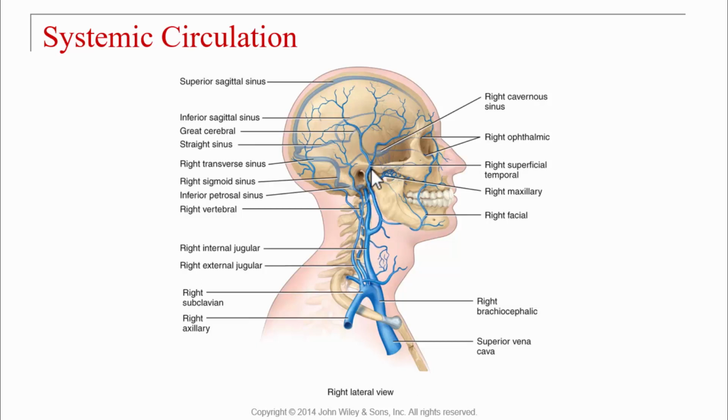Well, and if you take a look at the superficial temporal vein, you can see it draining into the internal jugular. Also, the facial vein is going to be draining into the internal jugular. The external jugular, however, will take care of most of the scalp.